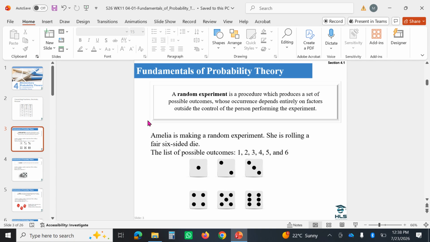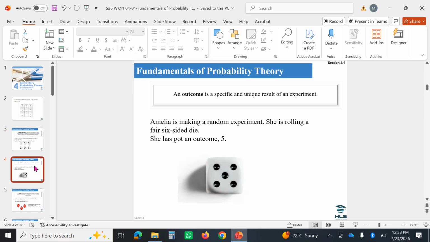So Amelia is making a random experiment. She is rolling a fair six-sided die. One die, two dice. The list of possible outcomes is 1, 2, 3, 4, 5, 6. One die has 6 sides. There are your 6 sides.